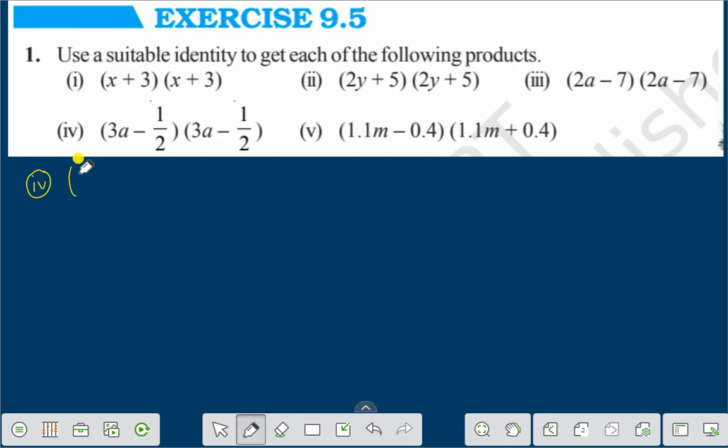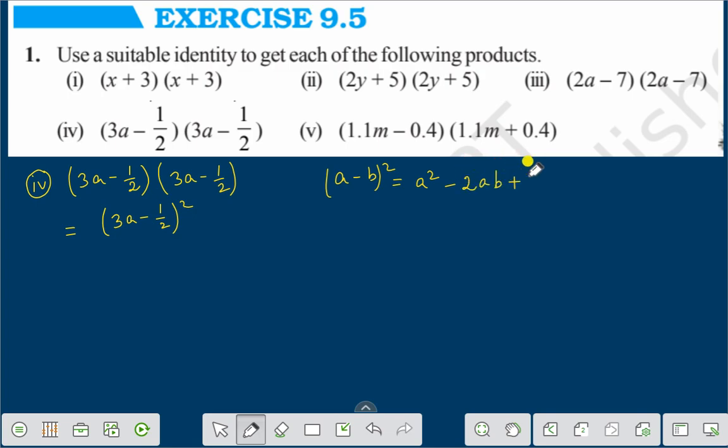Question number 4 is (3a minus 1 by 2) into (3a minus 1 by 2), or you can write it as (3a minus 1 by 2) whole square. We'll apply this identity: (a minus b) whole square is equal to a square minus 2ab plus b square.